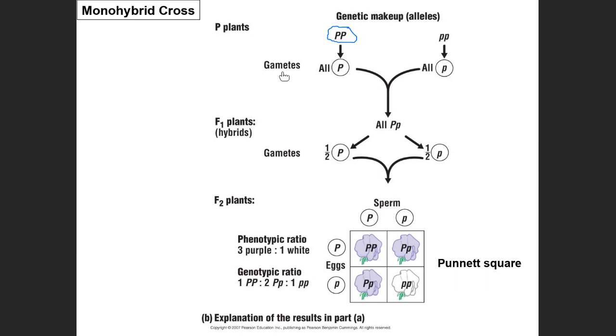Therefore, through the cell cycle involving meiosis, it did not matter how many gametes this parent produced. That gamete was always going to be carrying a chromosome with the dominant allele.